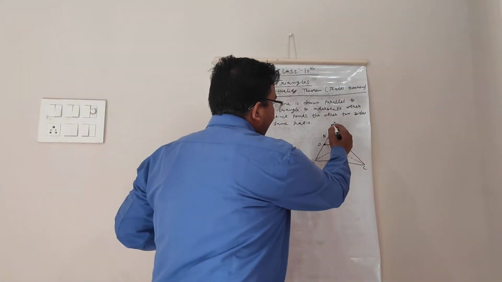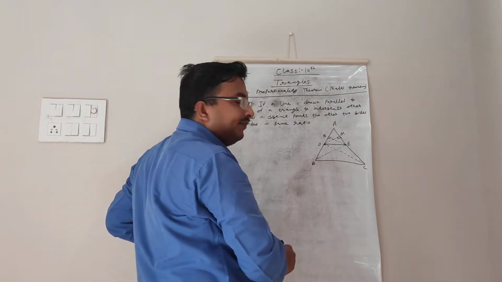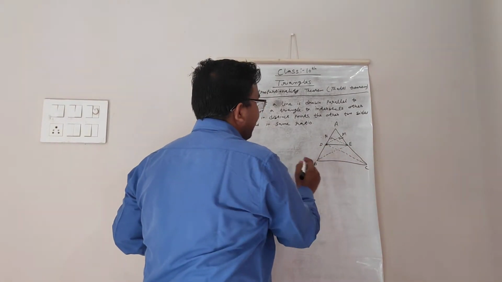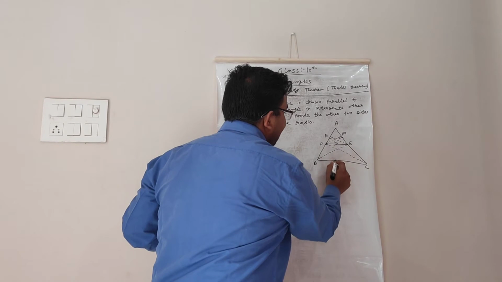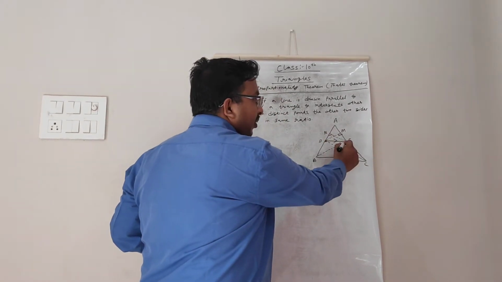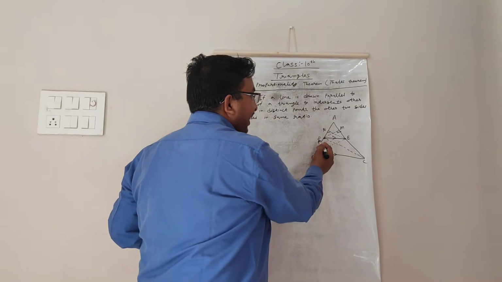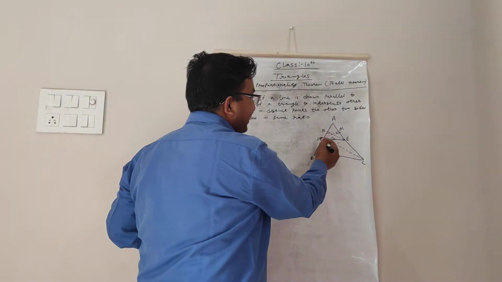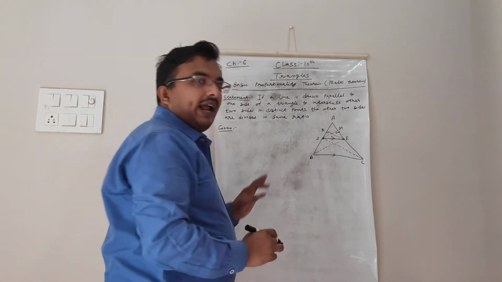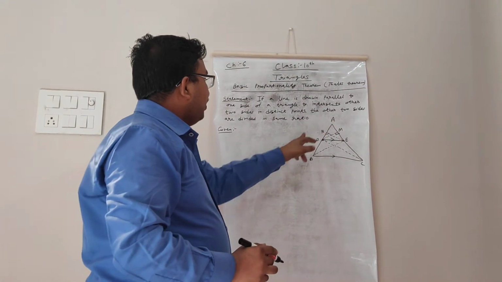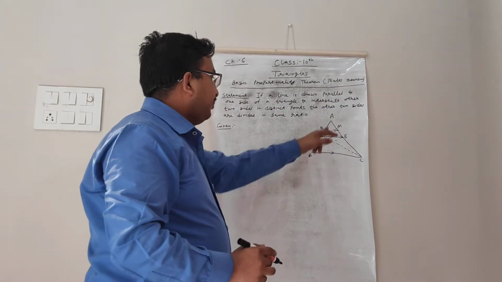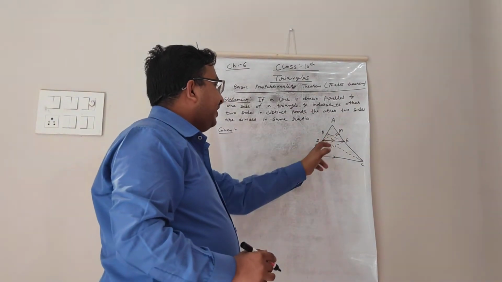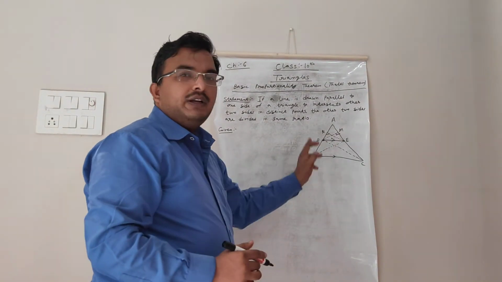We can understand by figure. Taking this triangle ABC, a line is drawn parallel to one side of the triangle. So this DE is parallel to BC. A line is drawn parallel to one side of a triangle to intersect the other two sides. So DE is intersecting the other two sides AB and AC at D and E. So as per the theorem, the other two sides are divided in the same ratio. It means AD upon DB is equal to AE upon EC.